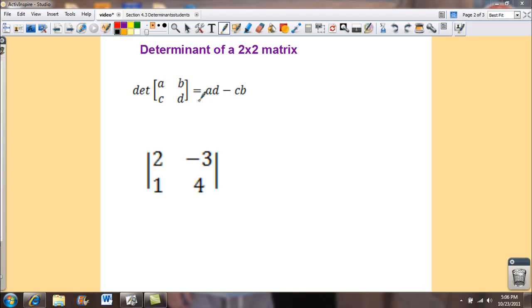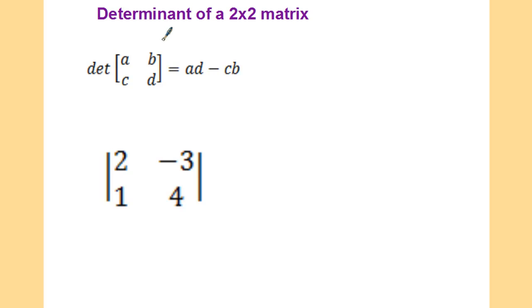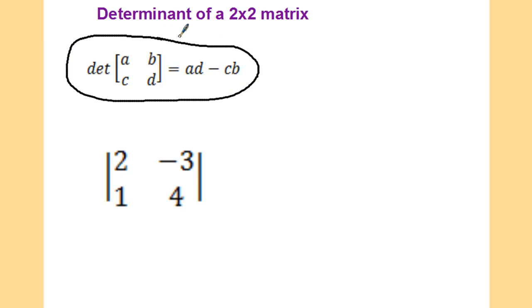Next, we're going to talk about how to find the determinant of a 2 by 2 matrix. And you have to know this to be able to find the number that's going to represent a square matrix. And in this case, we're going to first handle the 2 by 2 matrix. And it's relatively easy to do.